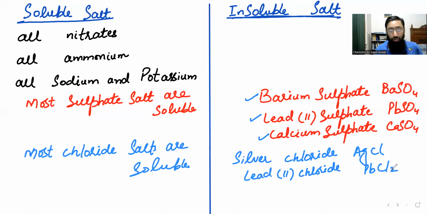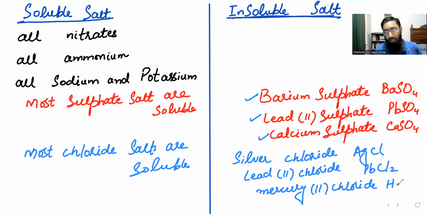This is mercury 2 chloride, its charge is 2 here. Its formula is HgCl2. This is insoluble. Remember, lead chloride is an insoluble salt, but in hot water, lead chloride is soluble. Going towards the next page, you can take a screenshot of that page.